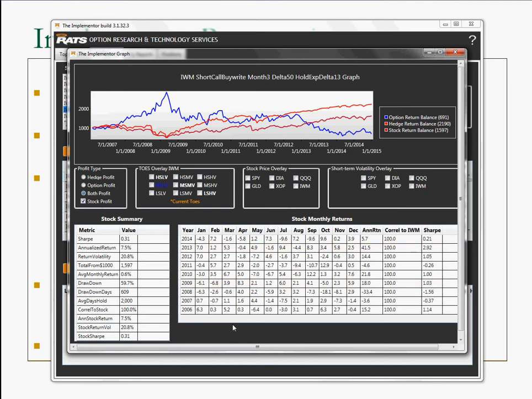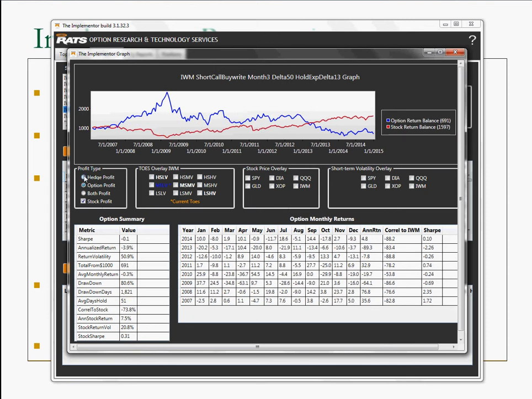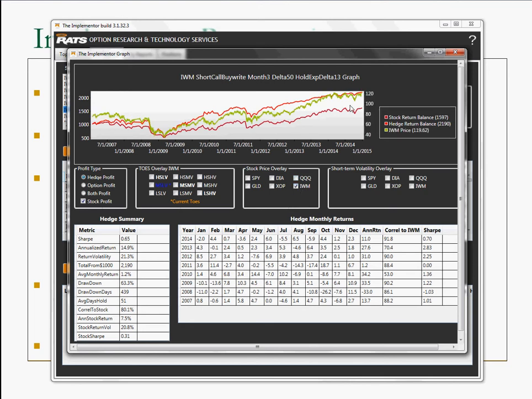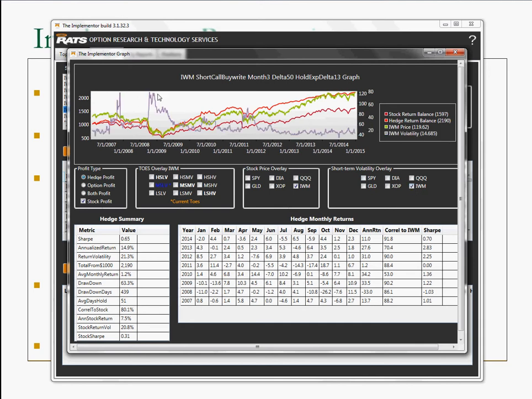And then we show you all the monthly returns here. So this is the stock monthly returns. If you want to go back to the option monthly returns, you could see those, or the hedged monthly returns. So it's interesting that the hedged did better than the stock returns alone. You could also overlay other things, like the stock price, or you could overlay the implied volatility. So here's what happened to the implied volatility in IWM.